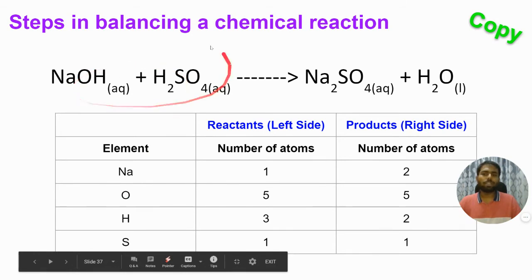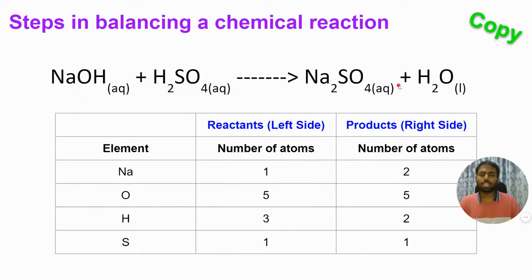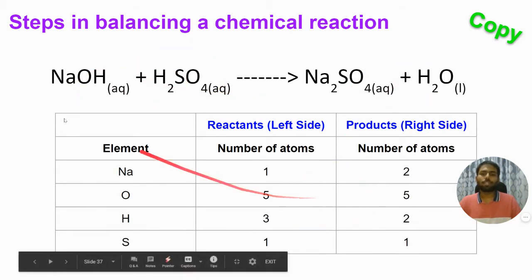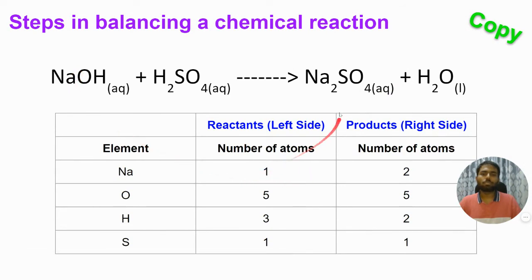Okay, so the elements on the left hand side will be the same elements on the right hand side. Then you put the number of atoms. Sodium is only 1, so you put 1 here. But on the right side sodium has 2 atoms here, so you put 2 here. Oxygen, here 1 atom of oxygen, here 4 atoms of oxygen. So 1 plus 4 is 5, so you put 5 here. Similarly, here 4 atoms of oxygen and here 1 atom of oxygen, so 5.